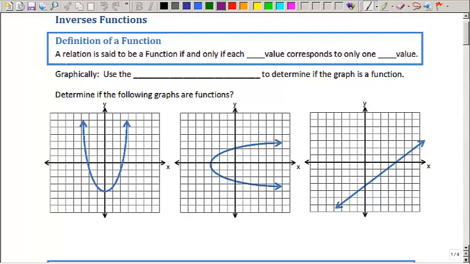Today's lesson is entitled Inverse Functions, but before we get to the definition of an inverse function, we're first going to remind you what a function is, and then we're going to talk about what a one-to-one function is. So first, the definition of a function.